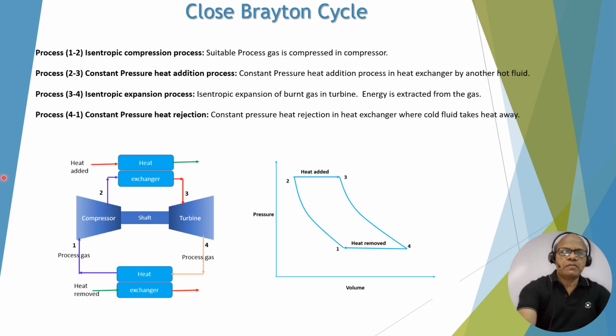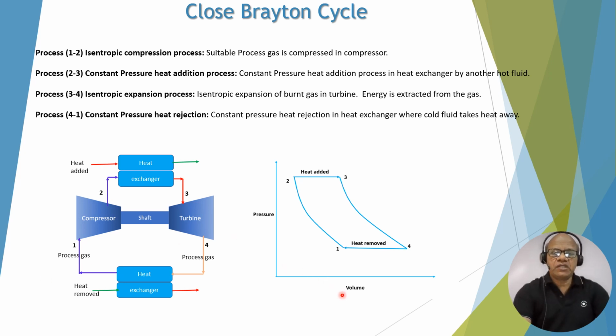In the case of the closed Brayton cycle, you can see that process 1-2 is the isentropic compression process, whereas a suitable gas is compressed in process 1-2, that is isentropic. 2-3 is a heat exchanger or heat addition, a constant pressure addition process where heat is added by another fluid. And process 3-4 is the isentropic expansion process in the turbine. And process 4-1 is a rejection process, which is again a constant pressure process.